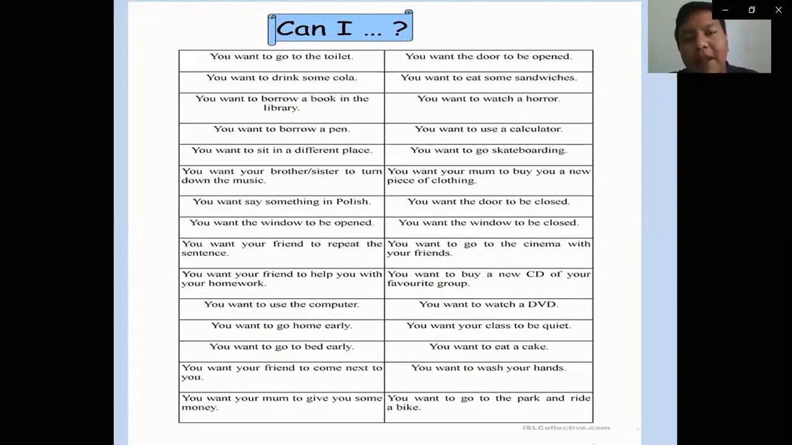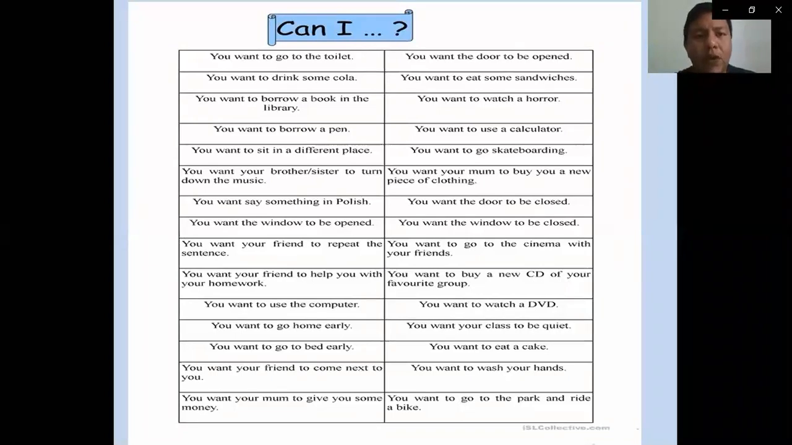Vas a tomar de esta tabla 10 opciones con las que tú te familiarices más, y vas a formular el permiso, ¿sí? Entonces tenemos: you want to go to the toilet. Tú quieres ir al baño. ¿Cuál es el permiso que vas a realizar? Can I go to the toilet?